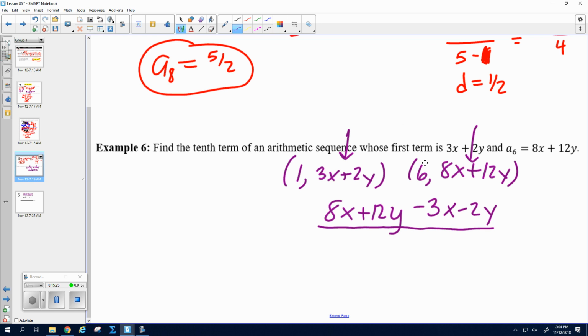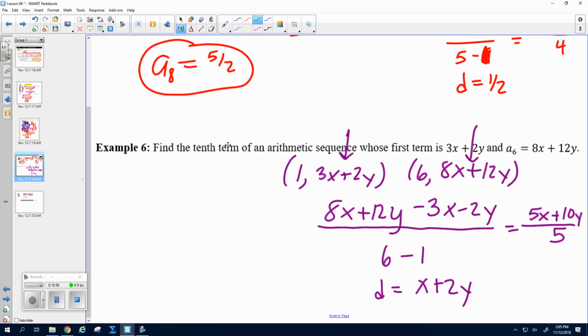And then I'm subtracting the x minus the x, so 6 minus 1. So I have 8x minus 3x, which is 5x. And I have 12y minus 2y, which is 10y, all over 5. So this divides nicely. 5 divided by 5 just gives us an x, and 10 divided by 5 gives us a 2y. So there's our common difference.